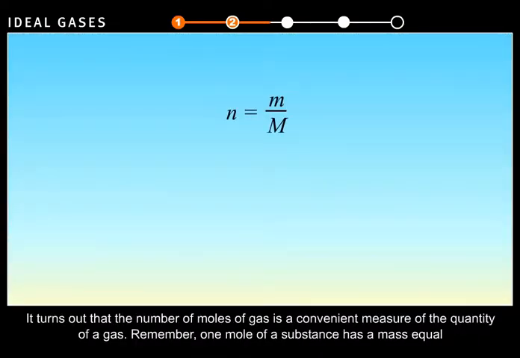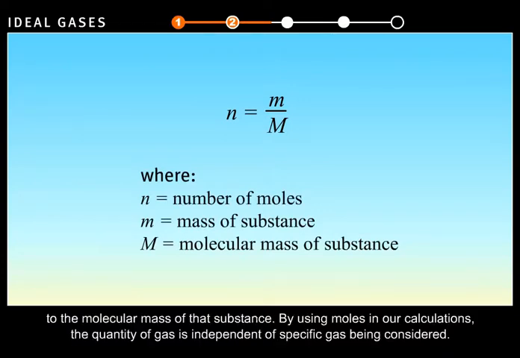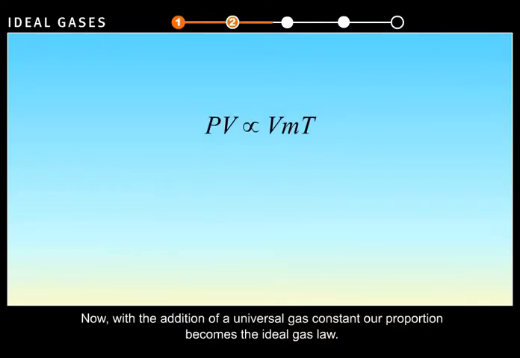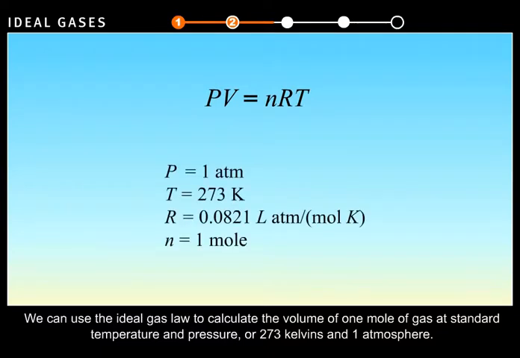It turns out that the number of moles of gas is a convenient measure of the quantity of a gas. Remember, 1 mole of a substance has a mass equal to the molecular mass of that substance. By using moles in our calculations, the quantity of gas is independent of the specific gas being considered. Now, with the addition of a universal gas constant, our proportion becomes the ideal gas law. We can use the ideal gas law to calculate the volume of 1 mole of gas at standard temperature and pressure, or 273 kelvins and 1 atmosphere.